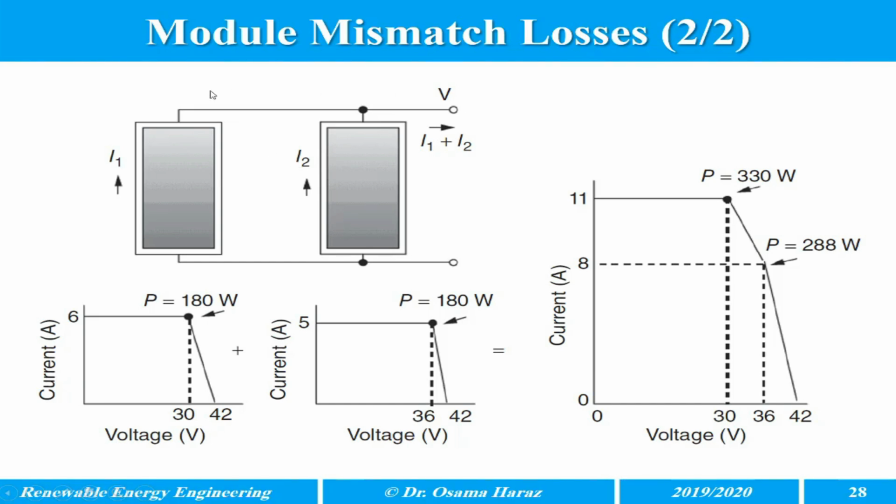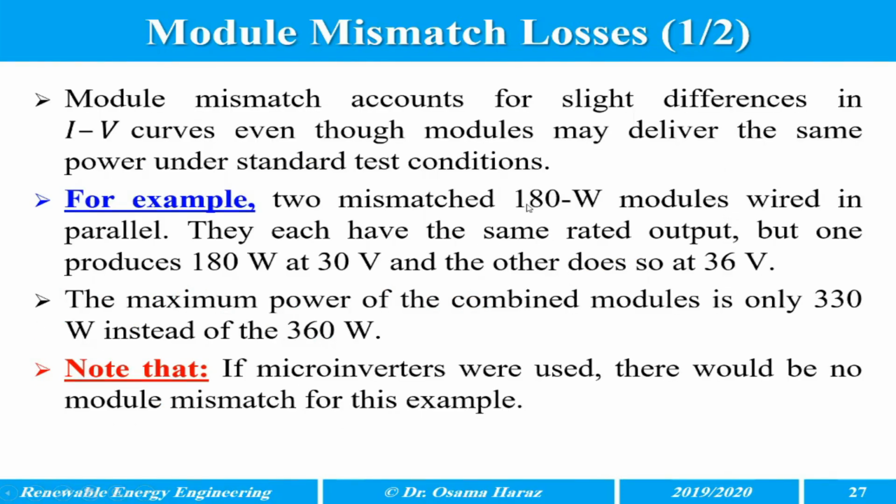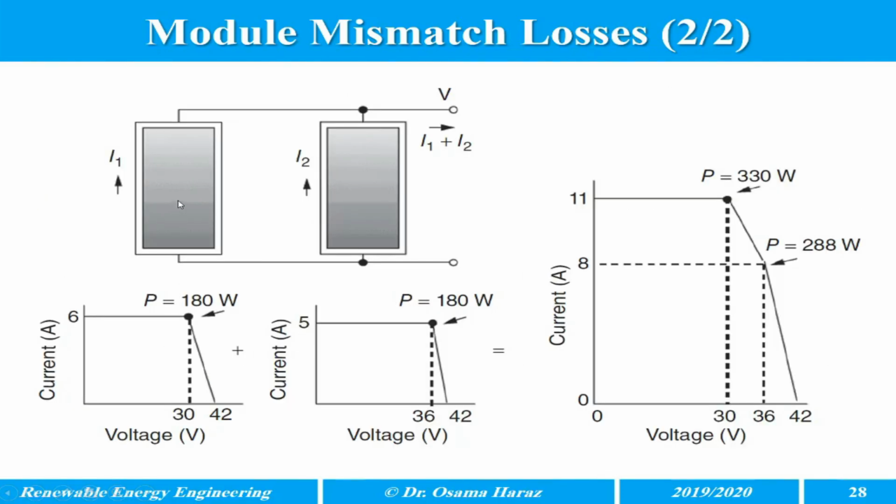Here is a graphical explanation of what we talked about, the module mismatch. This is the first module and its IV characteristic. This is the second module and its IV characteristic. When you combine them together, you end up with this system with the IV characteristics with the maximum power of 330 watts at 30 volts.